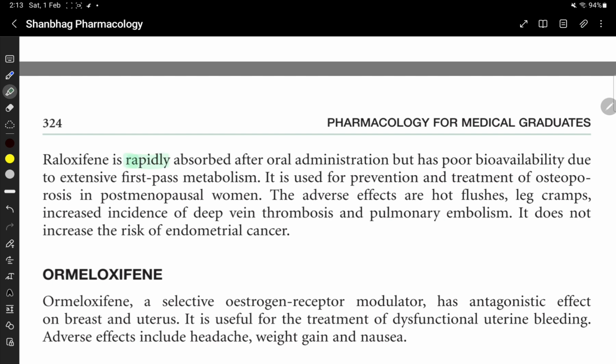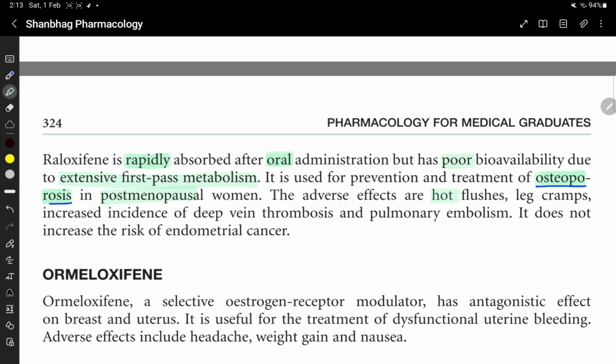Raloxifene is rapidly absorbed after oral administration but has poor bioavailability due to extensive first pass metabolism. Rapidly absorbed but has very high first pass metabolism जिसके कारण bioavailability बहुत poor होता है. It is used for prevention and treatment of osteoporosis in post-menopausal women. रिलॉक्सीफेन का यूज़ क्या है? टू प्रिवेंट एंड ट्रीट ऑस्टियोपोरोसिस इन पोस्ट मीनोपॉजल वुमेन.